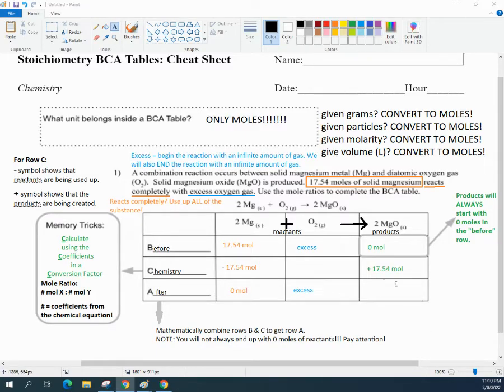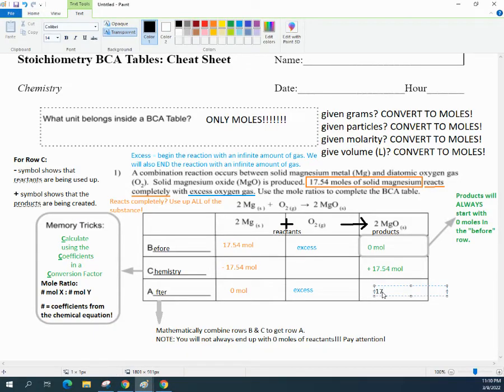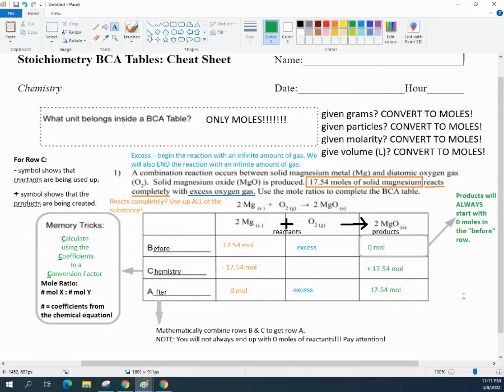All right, so now that we know what the symbols for row C are, we can go ahead and fill out this bottom corner. Again, for row A, we are mathematically combining rows B and C to figure out row A. And here, we're just adding 17.54 moles to 0. It's like an addition problem. We just draw a line underneath this and do vertical addition. So we are now going to end with 17.54 moles of MgO. Now notice that I didn't put the plus symbol there, and that's because we are not actively creating products. We have those products.